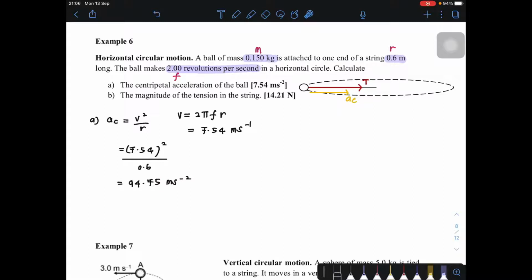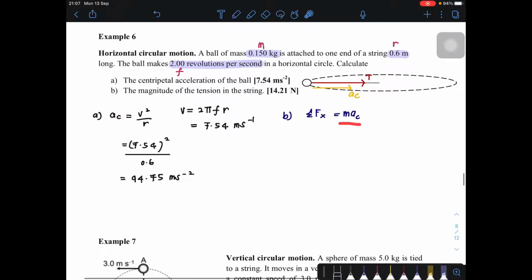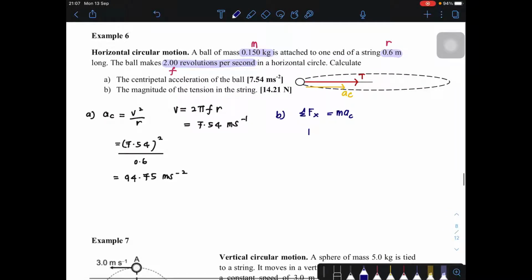So, dekat horizontal axis, kita hanya ada satu saja, which is tension. So, how do we find this tension? Kena resolve, which is the sum of Fx equal to MAC. Since kita punya acceleration juga adalah dekat x-axis. So, mesti sama dengan MAC. Bermaksud dekat sini, tension. Okay, tension, dia follow direction of AC. So, dia adalah positive. So remember, okay, follow acceleration positive, opposite acceleration negative.